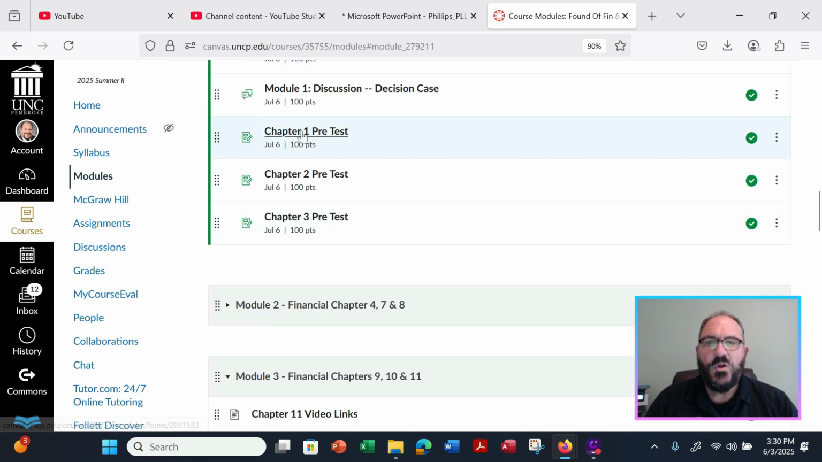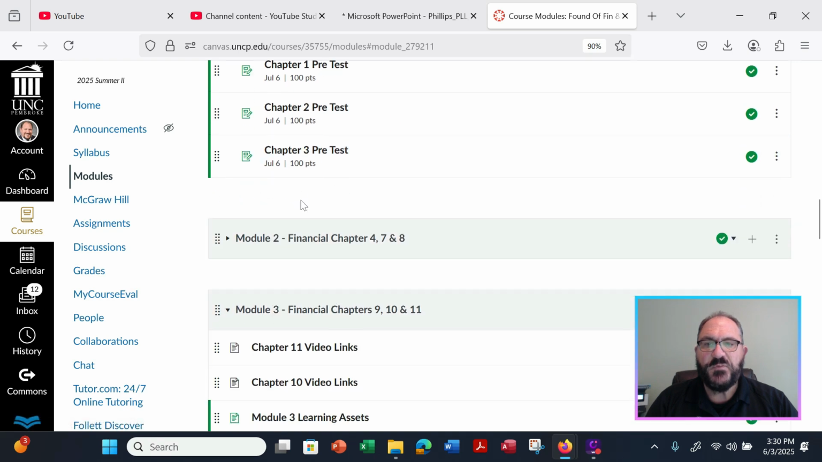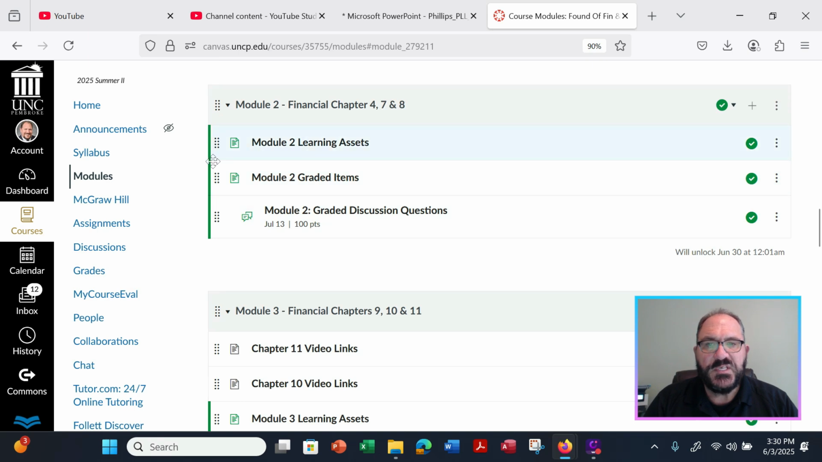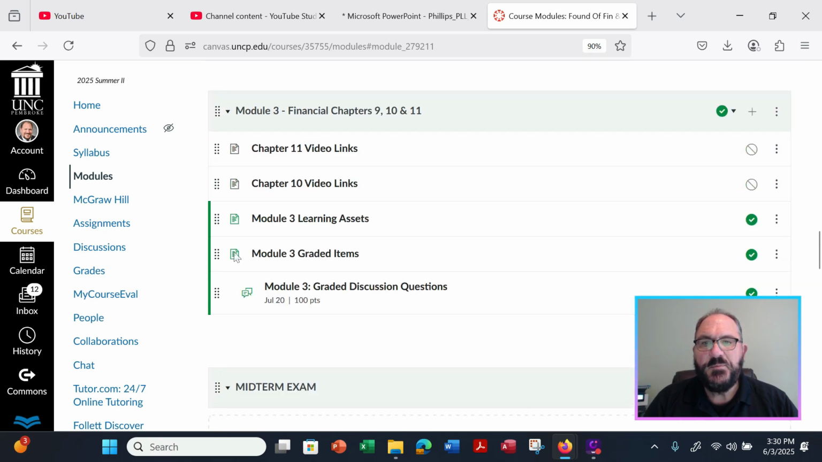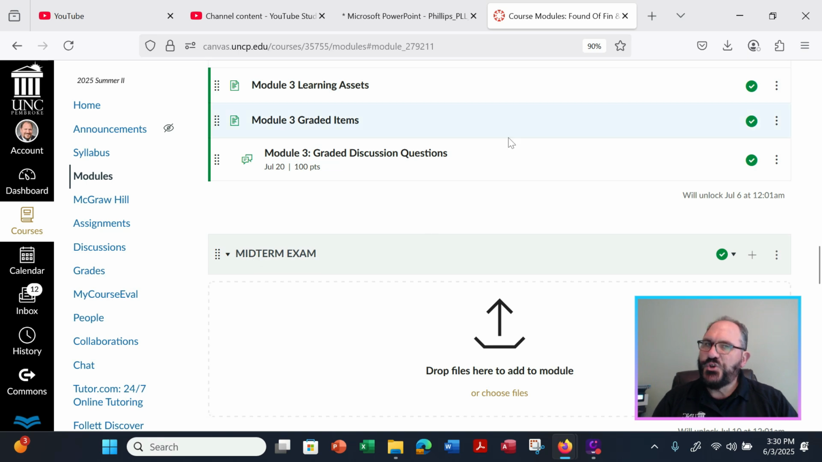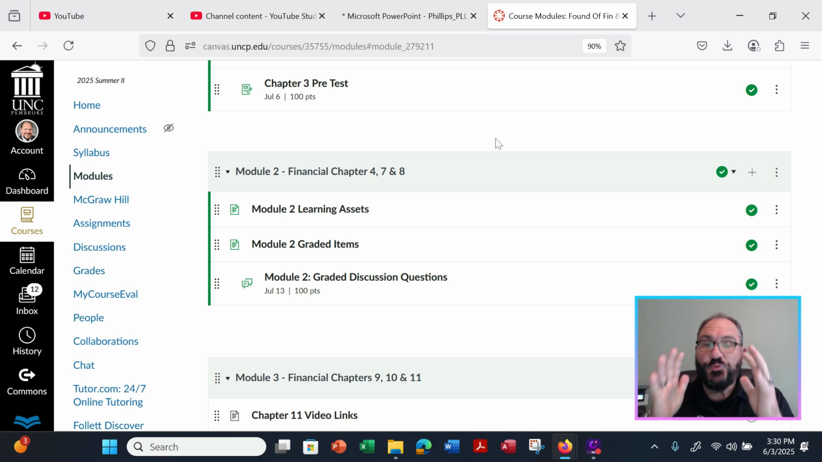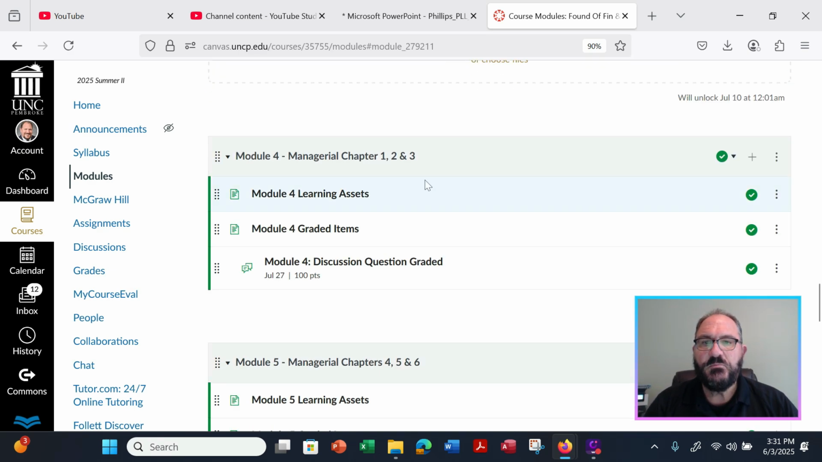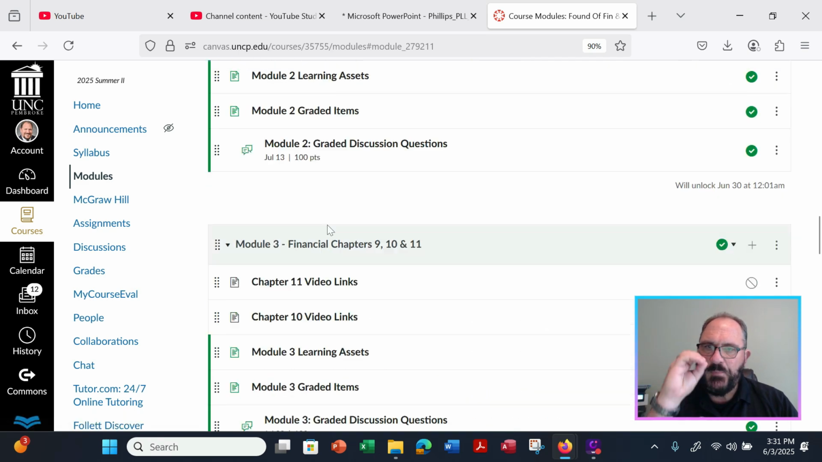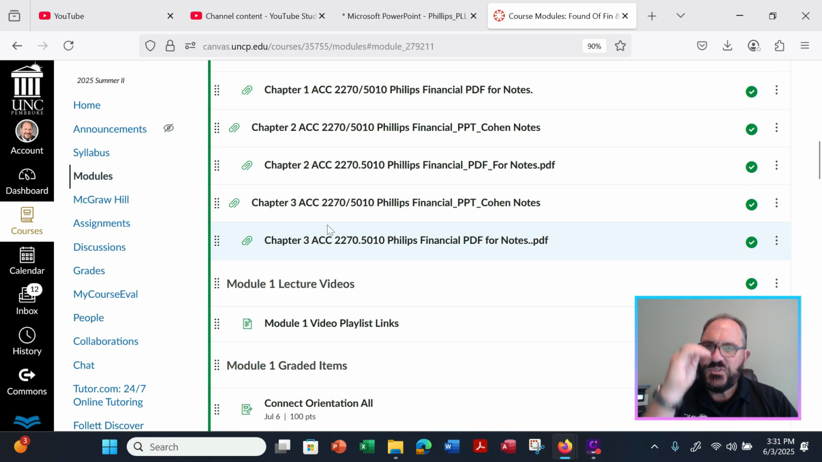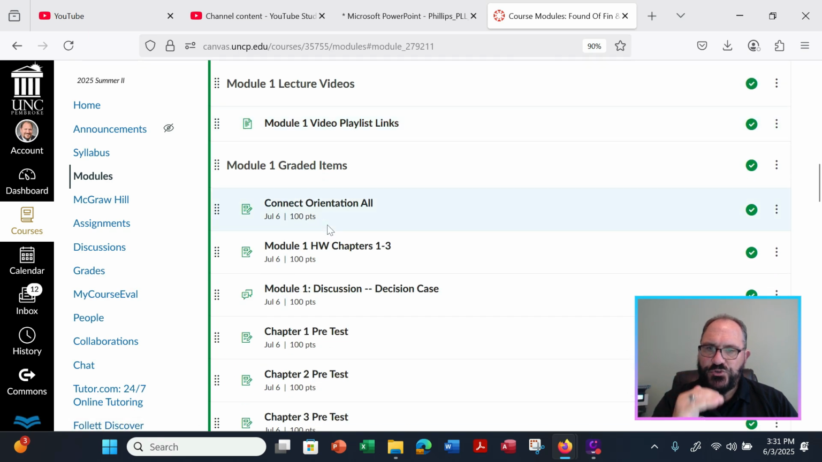So all the way down here, once you've finished all this, you'll be done with the first module. Module 2 is going to look the same. I just haven't put all the things in there yet. Module 3 will look the same. And then here's your midterm exam. Your midterm exam is going to be on 9 chapters of accounting. So that means these pretests, you really got to do them and do them well. Starting Module 4, we're going to switch over to managerial accounting. It's going to be the same identical setup each time. Just follow this straight down and you should do really well.